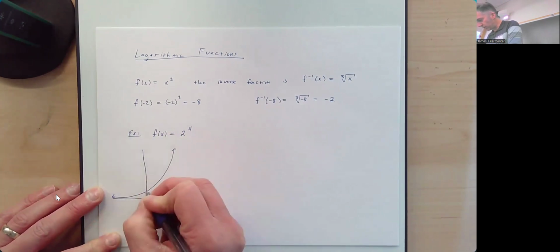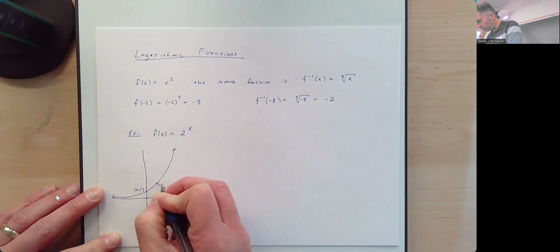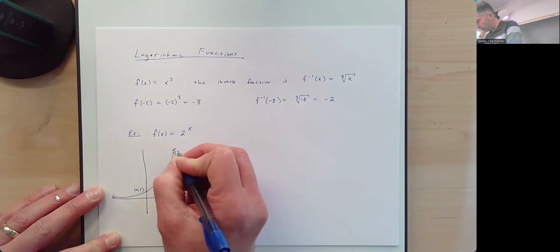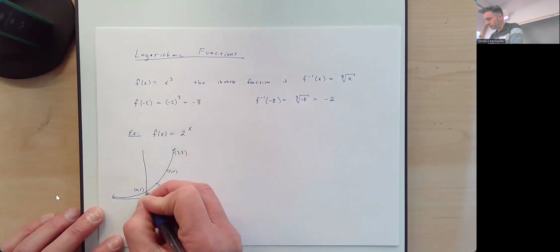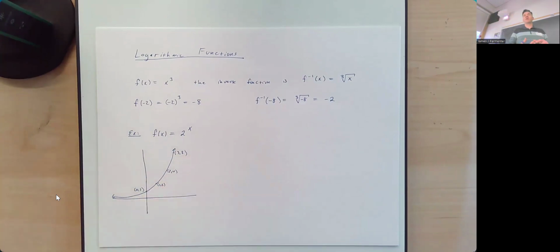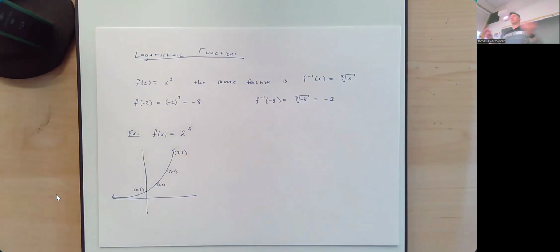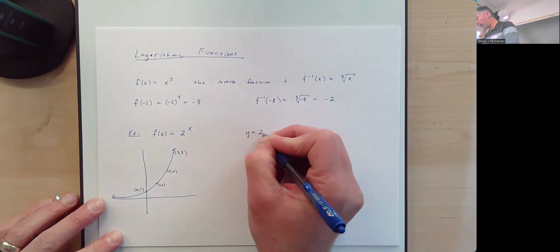And some nice points like the point 0, 1, and the point 1, 2, and the point 2, 4, and the point 3, 8. Not that those are all the points, they're just some of the nice ones to plot. So if I want to find the inverse function, there's actually a process, which I don't think we need to get too caught up in. But the process normally is you switch x and y, and then you try and solve for x or for y. So we could say we've got y equal to 2 to the x.